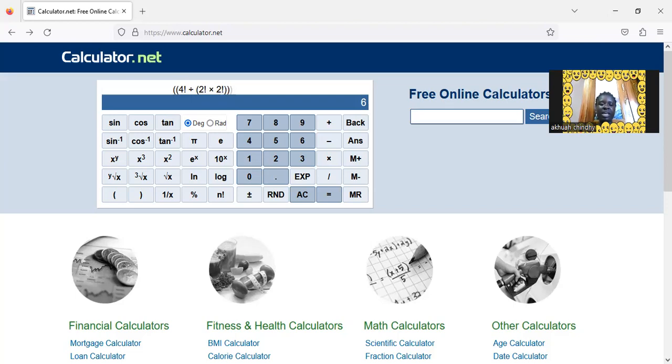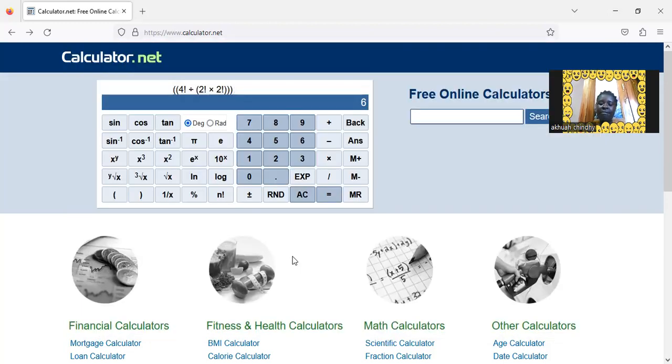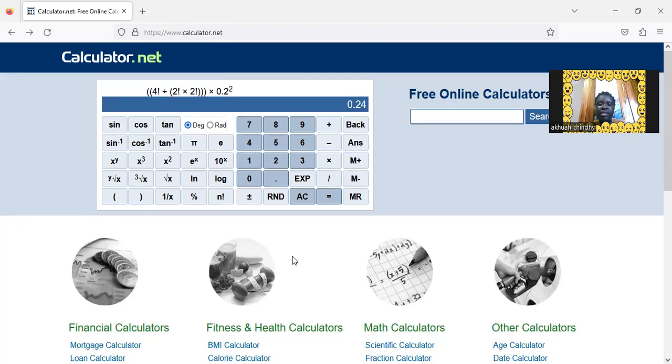What I've written here is this side, right? So I'm not coming to write this side. Then we'll have times 0.2 raised to the power 2, right? 0.2 raised to the power 2 times 0.8 raised to the power 2. So we got 0.1536. So let's see from the possible answers.